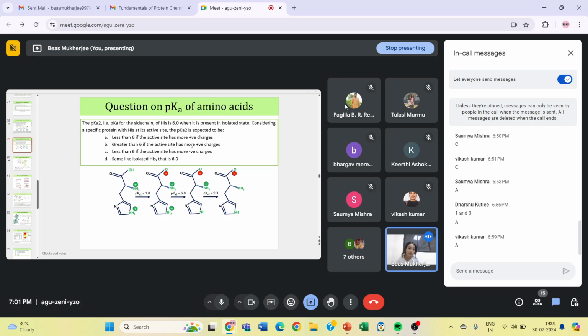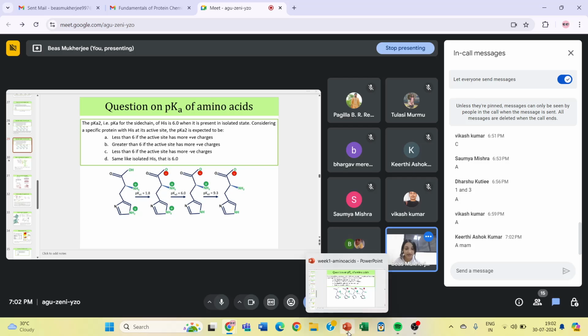Now this is a very complicated question. Try to think and answer. A diagram is given for your ease. What happens to the pKa of a particular amino acid when it is present in the vicinity of other amino acids in the active site? Histidine is very commonly found in the active site of proteins, right? So what is going to happen? A. Okay, let us look at the answer.